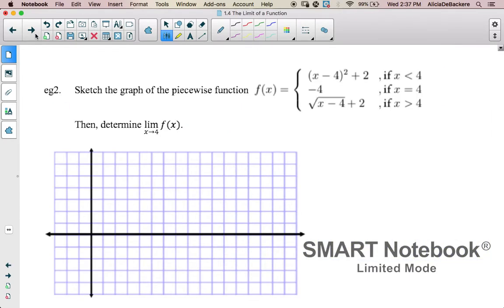All right, let's take a look at another example. In this one here, we're taking a look at a piecewise function. Remember, a piecewise function is when I have several different equations for the same function, and each equation is defined on a different part of the domain of the function.